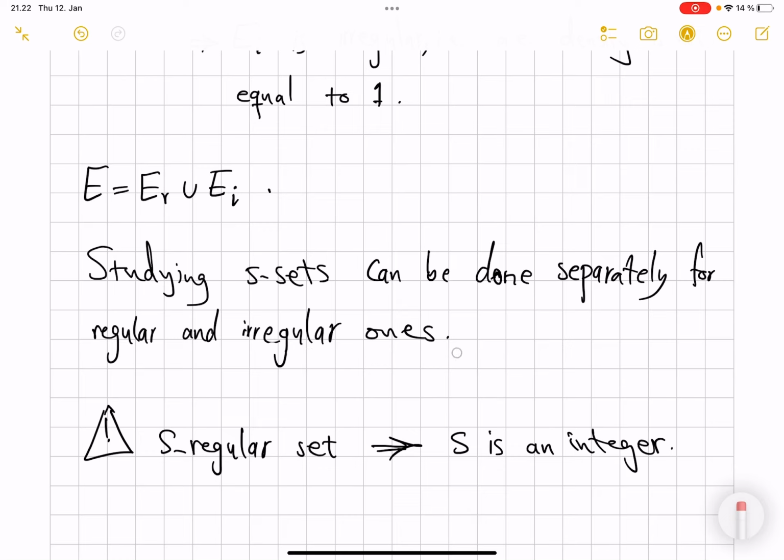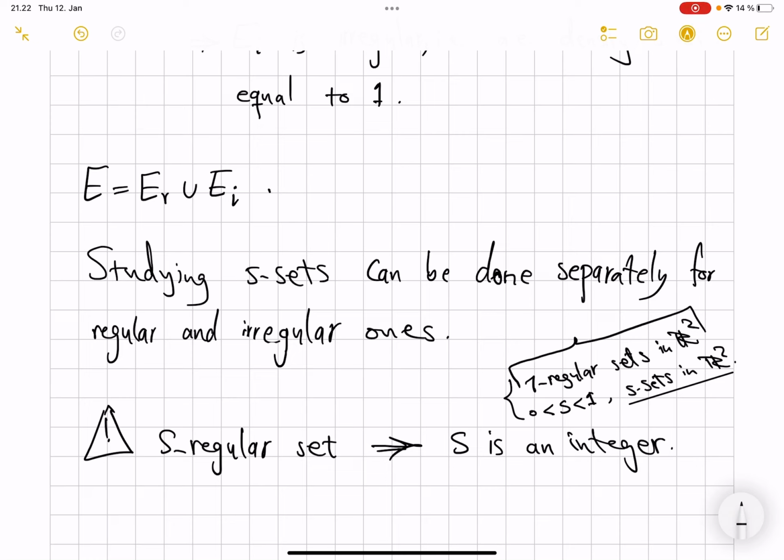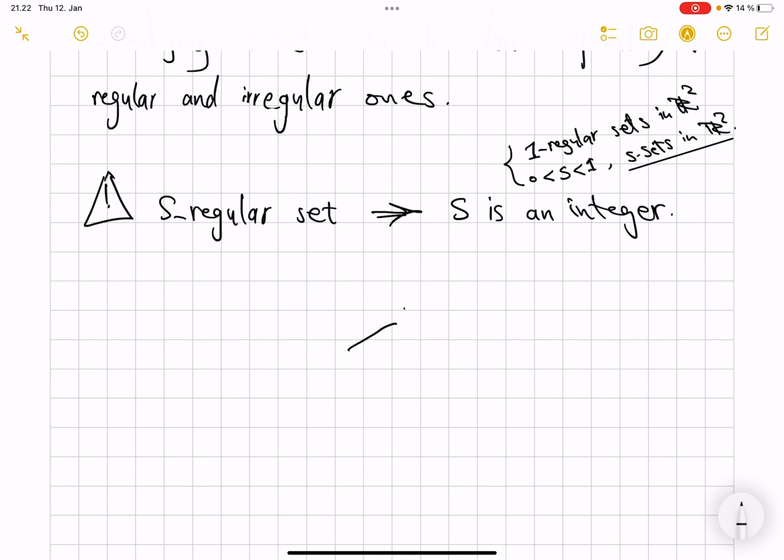Two chapters of Falconer's book are dedicated just to the study of one-regular sets in R2. And the following chapter is dedicated to the study of S sets in R2 with S between 0 and 1, and this fact that S sets cannot be regular in this case is proven in that chapter. For this we get another fundamental result, that a one-regular set is necessarily a rectifiable one, so it's contained in a countable union of rectifiable curves. So existence of density makes your set as close to being a curve as one could wish.